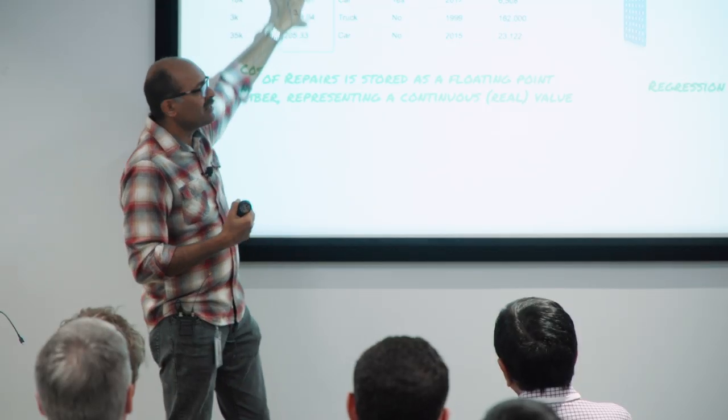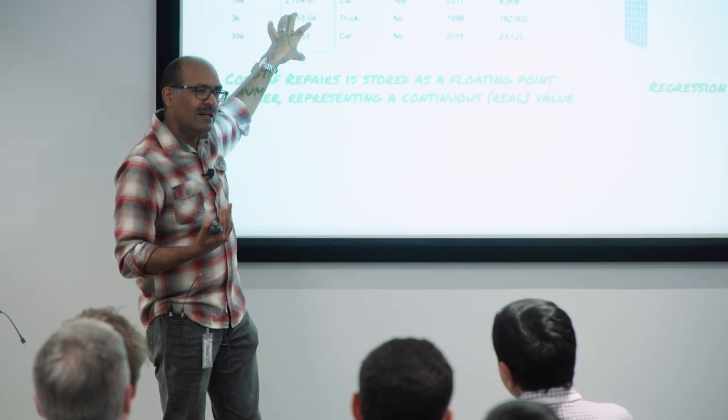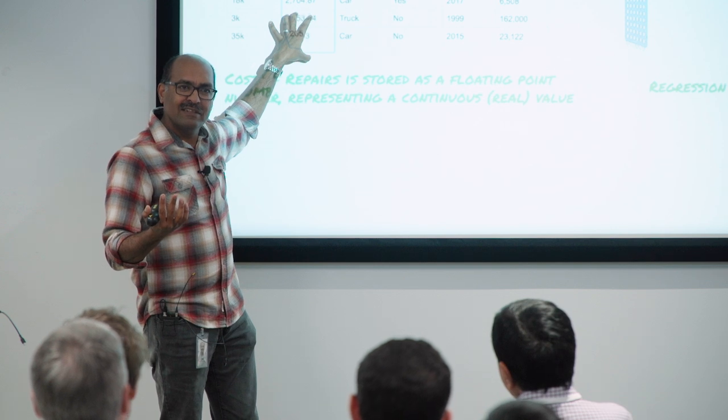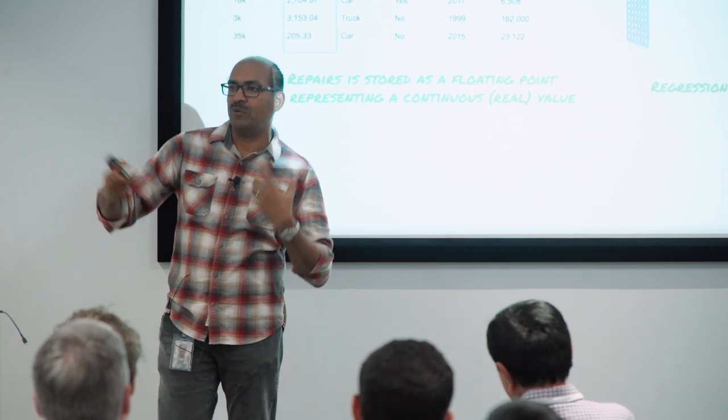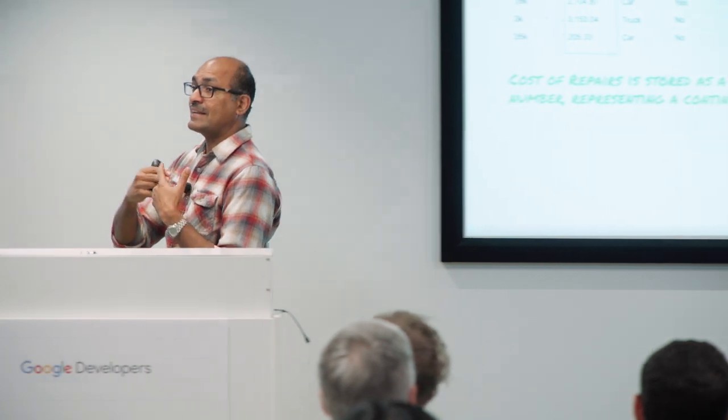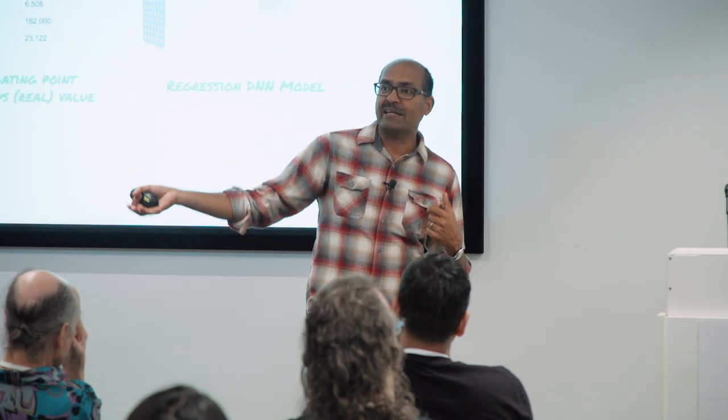And because the repair cost is a floating point number, what kind of model is this? It's a regression model, right? If it were a categorical variable, then you would be training either a binary classification model or a multi-class classification model. But here, we're training it to predict a number.